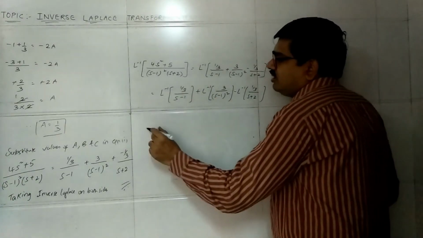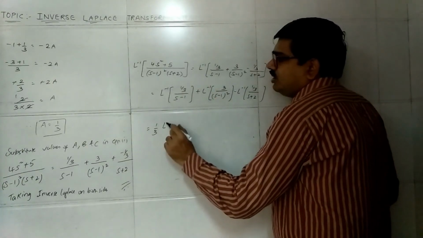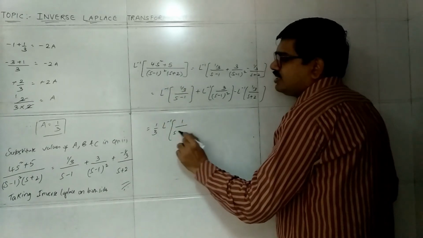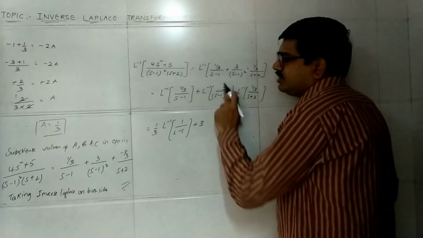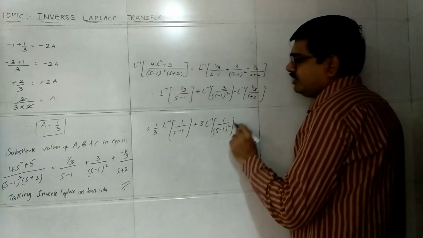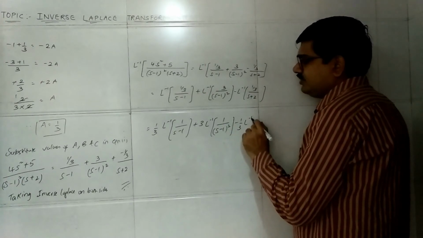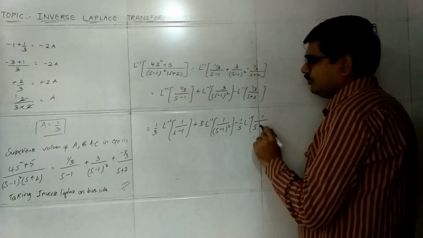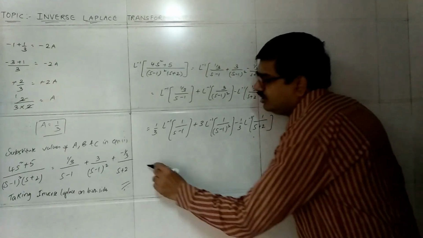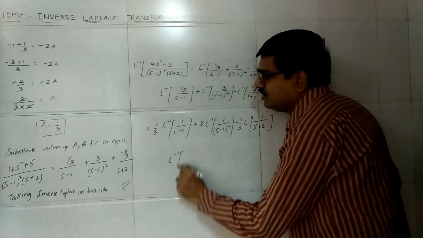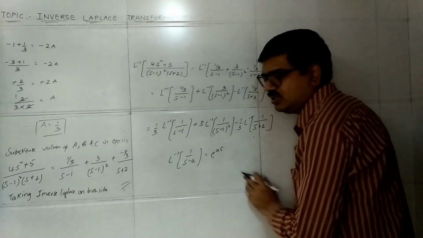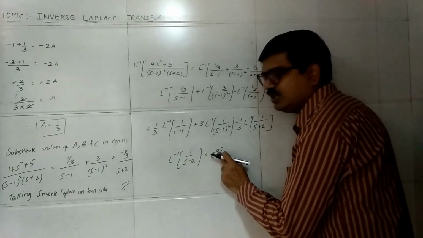Take the constants out of the bracket. So 1 by 3 into Laplace inverse of 1 upon s minus 1, plus 3 outside the brackets into Laplace inverse of 1 upon s minus 1 whole square, minus again 1 by 3 Laplace inverse of 1 upon s plus 2. Now we have to apply the formula. For this the Laplace formula is Laplace inverse of 1 upon s minus a is e raised to at. Here minus term is there, so it will become plus, right?